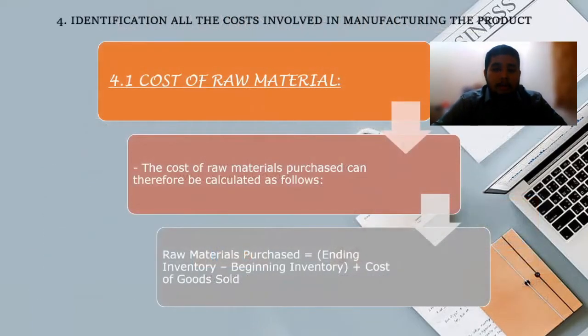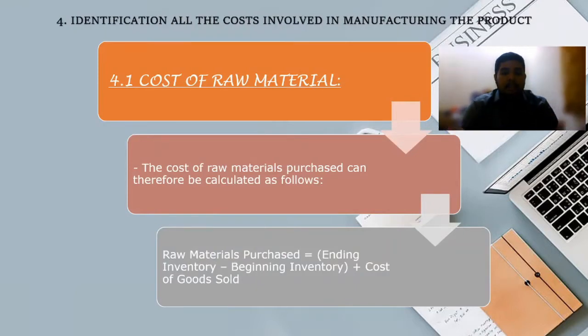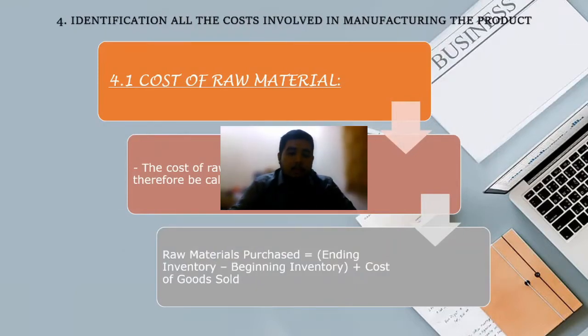Identification of all the costs involved. Necessary cost of raw materials. Cost of raw materials purchased can therefore be calculated as follows. Raw material purchase equals ending inventory minus beginning inventory plus cost of goods.